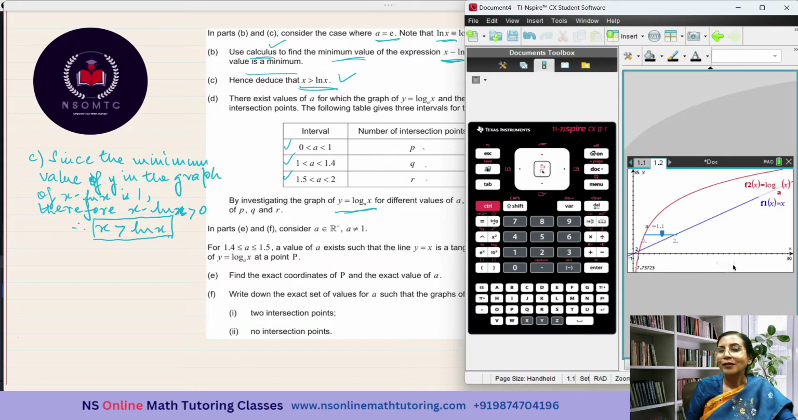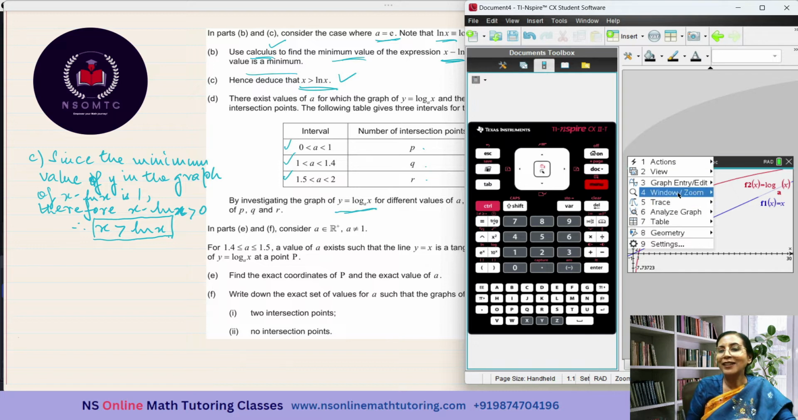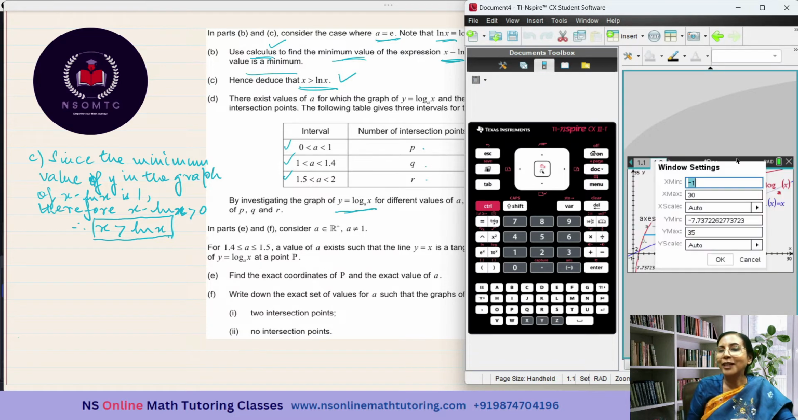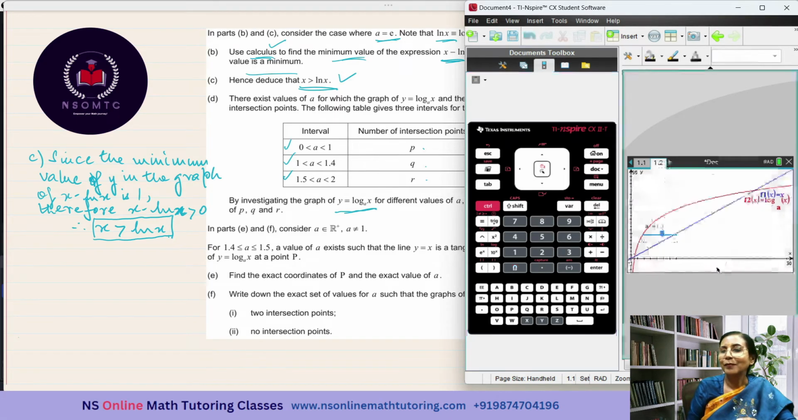Okay. Even now it's not working. So let's now let me take this as 50 and that also as 50. Okay, now it's fine. You see, for e equal to 1.1, you are having 2 points of intersection. Okay, it makes sense. Between 0 and 1, you are having a single point of intersection.